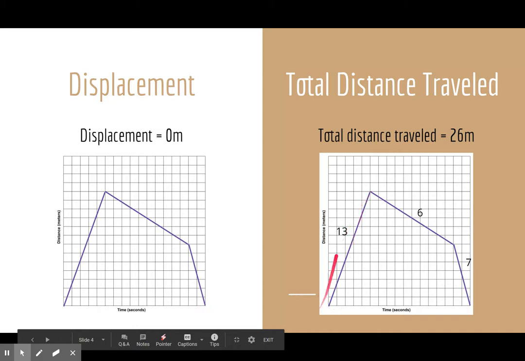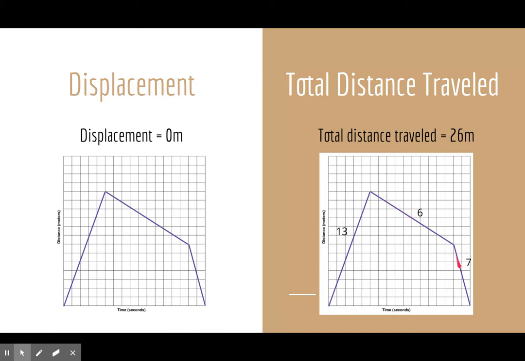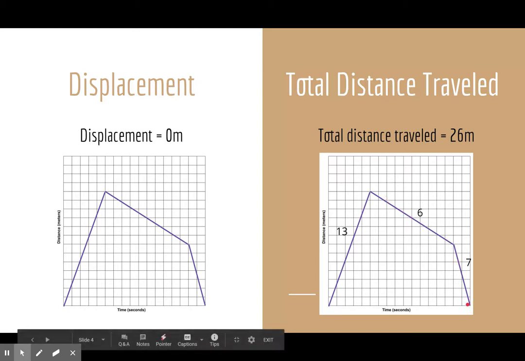Now, if we think about talking about the total distance traveled, we come over here and this person walked 13 meters away, then walked 6 meters closer, and then walked another 7 meters closer. So their total distance traveled is all 26 of these meters, okay? So we're talking about a Fitbit. That Fitbit's going to count all those 26 meters that you walked.